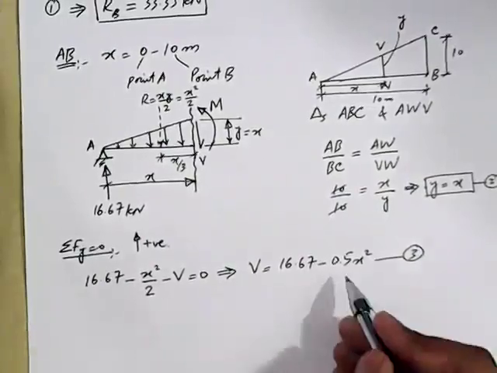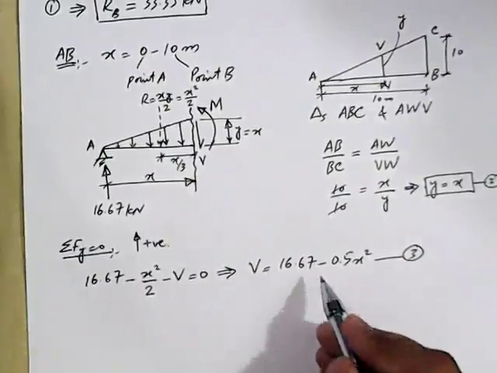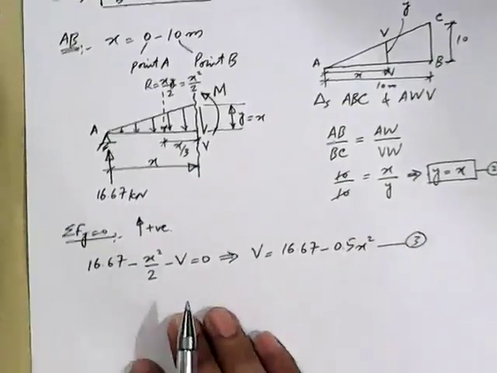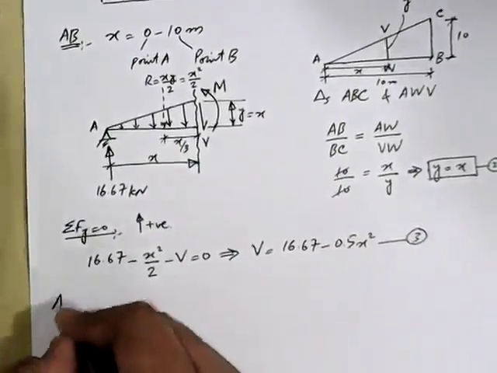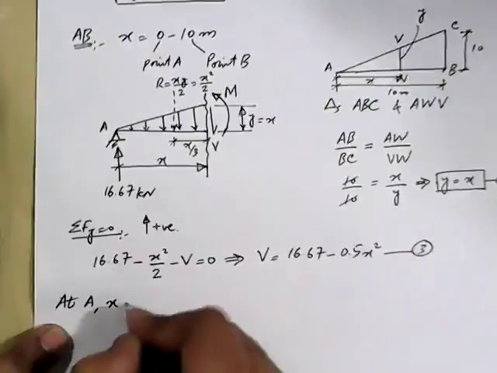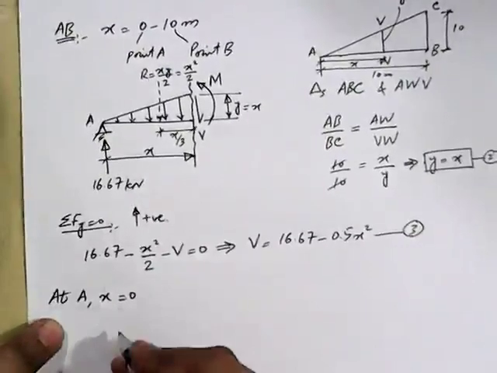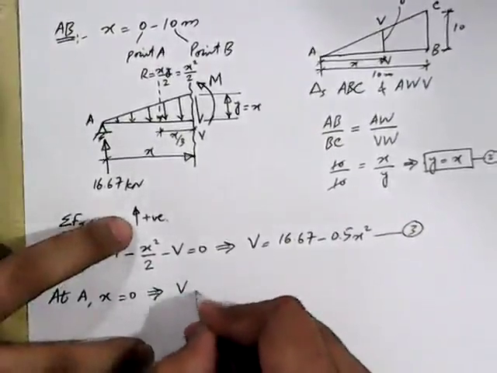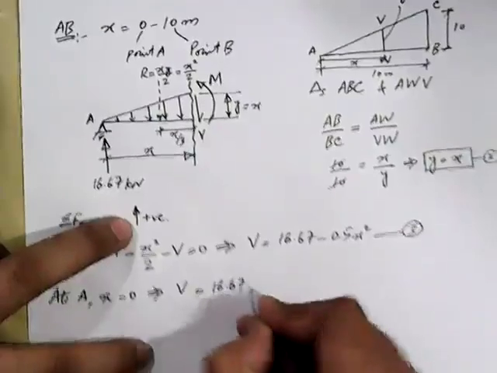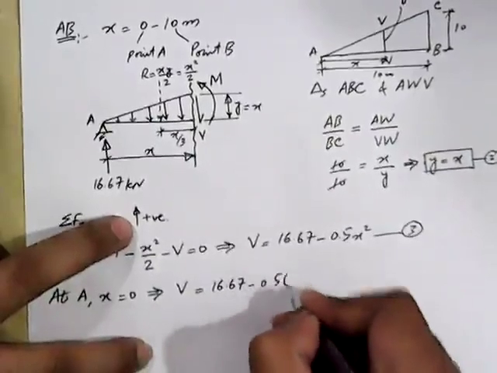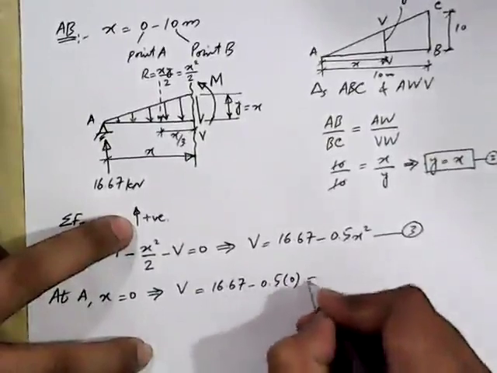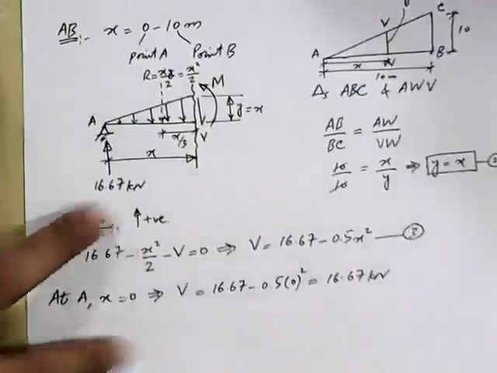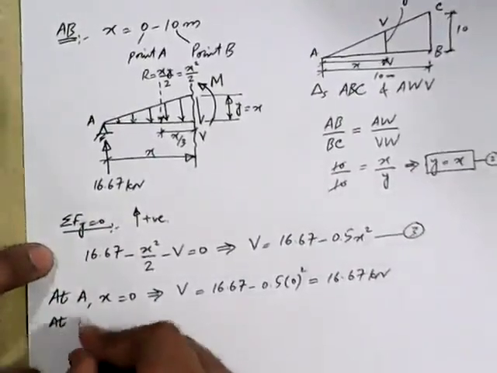As we can see that x is involved in this equation, which means that shear force is changing throughout the length of the member. So we will have to calculate it for point A and point B. So at A, x is equal to 0. At point A, x is equal to 0. So this implies V is equal to 16.67 minus 0.5 into 0 square, and this is equal to 16.67 kilonewton.